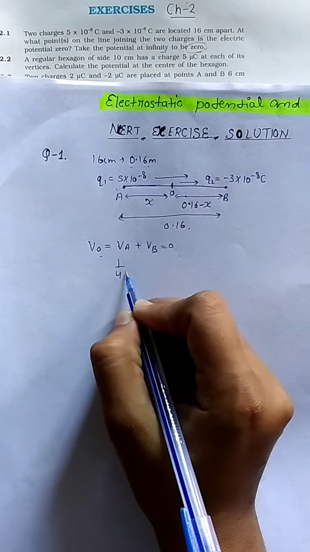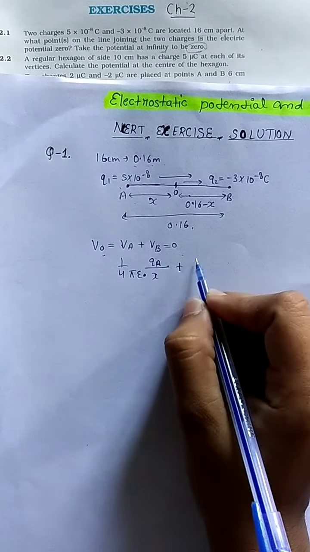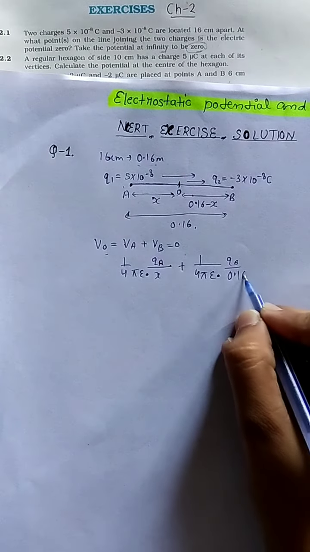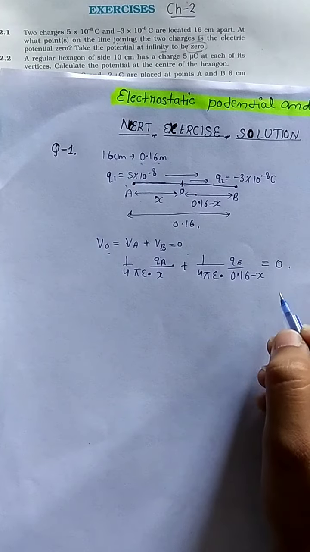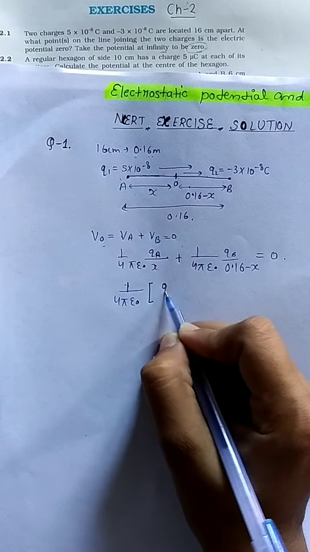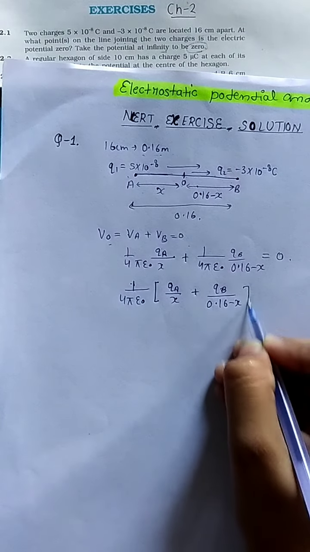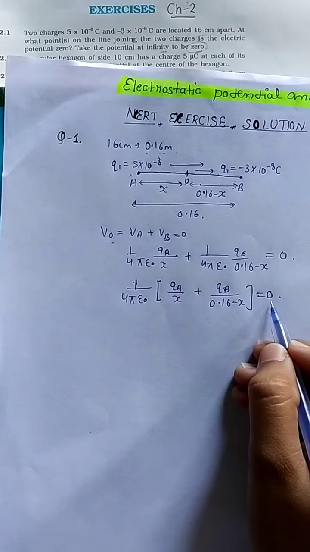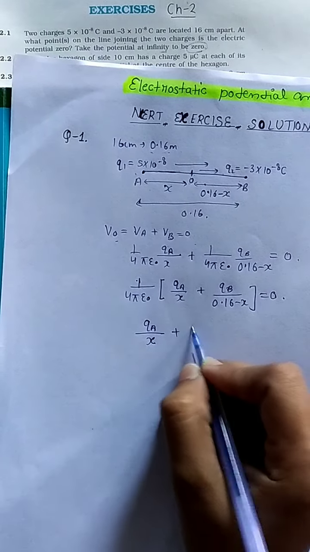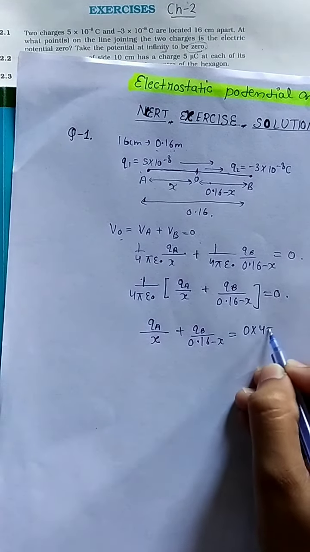VA is equal to 1 upon 4 pi epsilon naught QA upon x and VB is equal to 1 upon 4 pi epsilon naught QB upon 0.16 minus x, equal to 0. Taking 1 upon 4 pi epsilon naught as common, we get QA upon x plus QB upon 0.16 minus x equal to 0 into 4 pi epsilon naught.